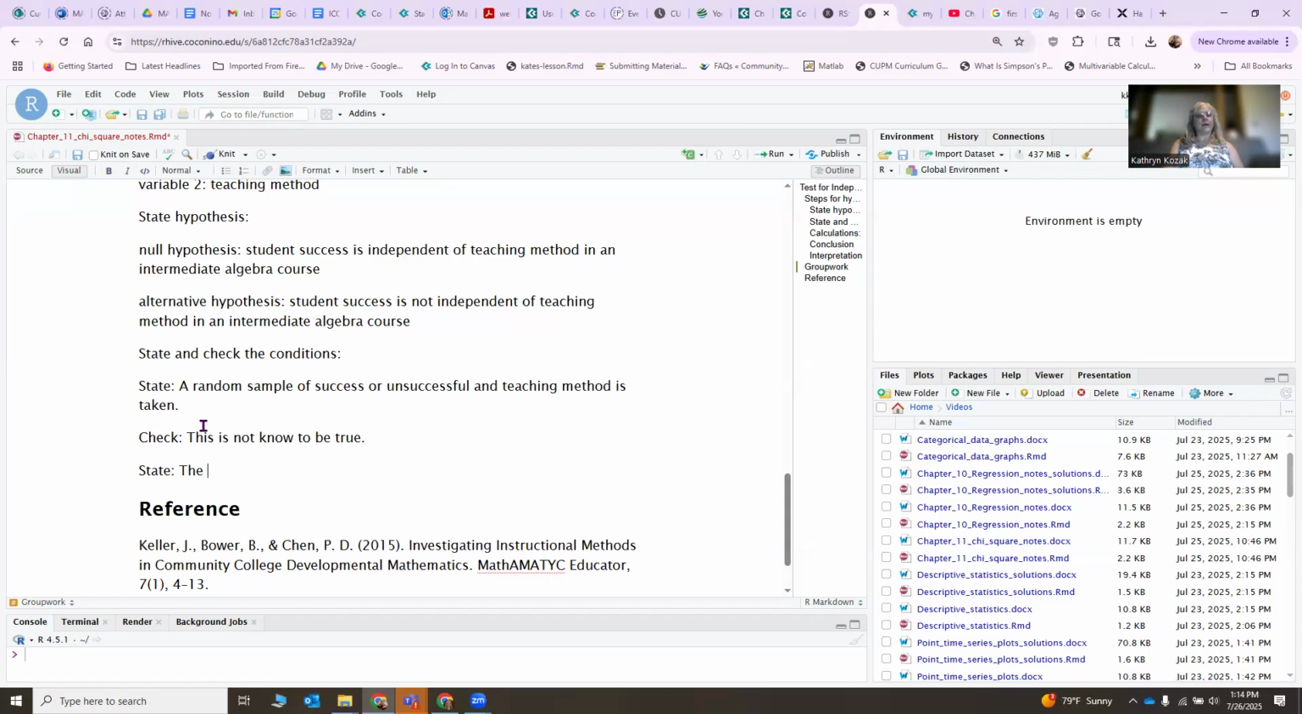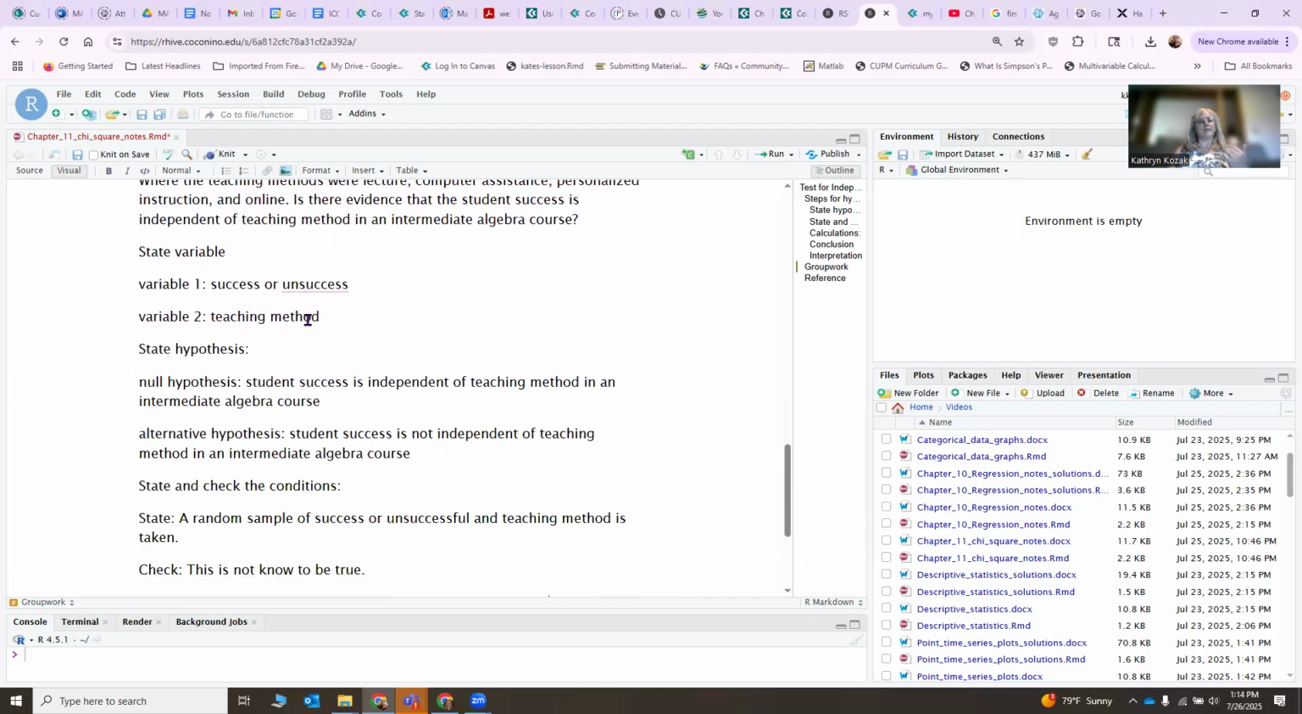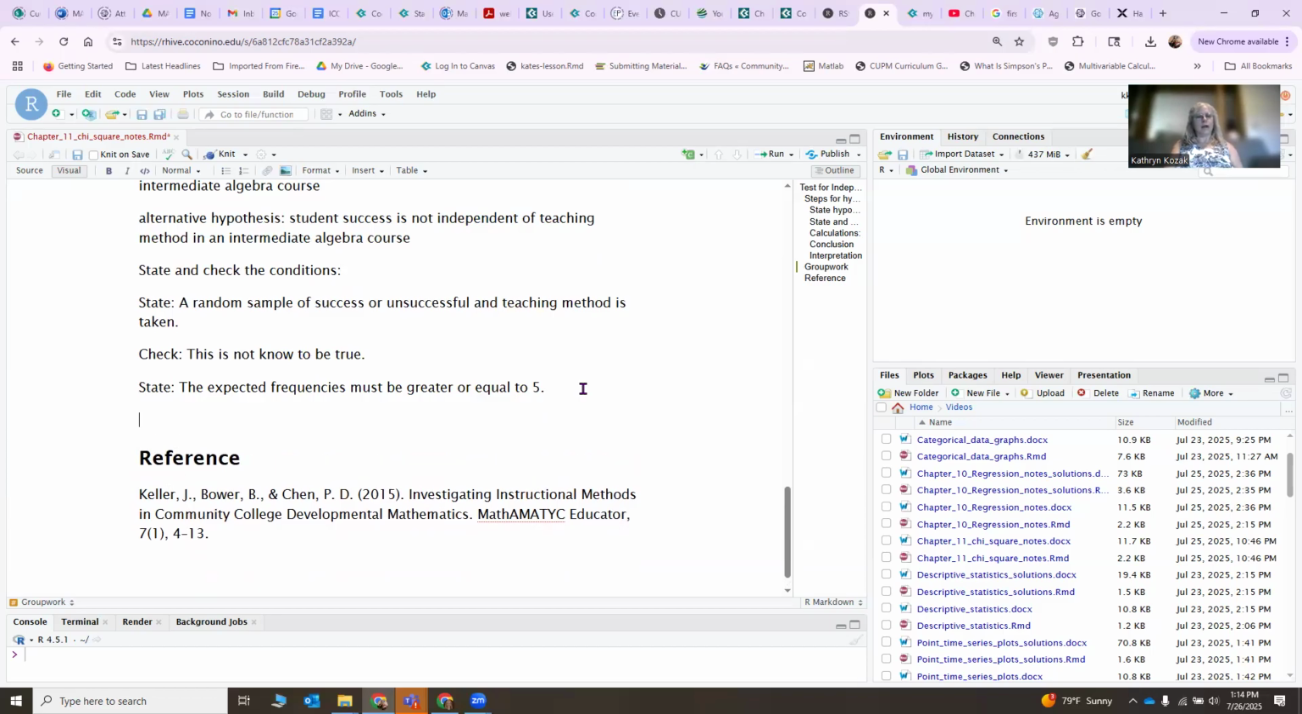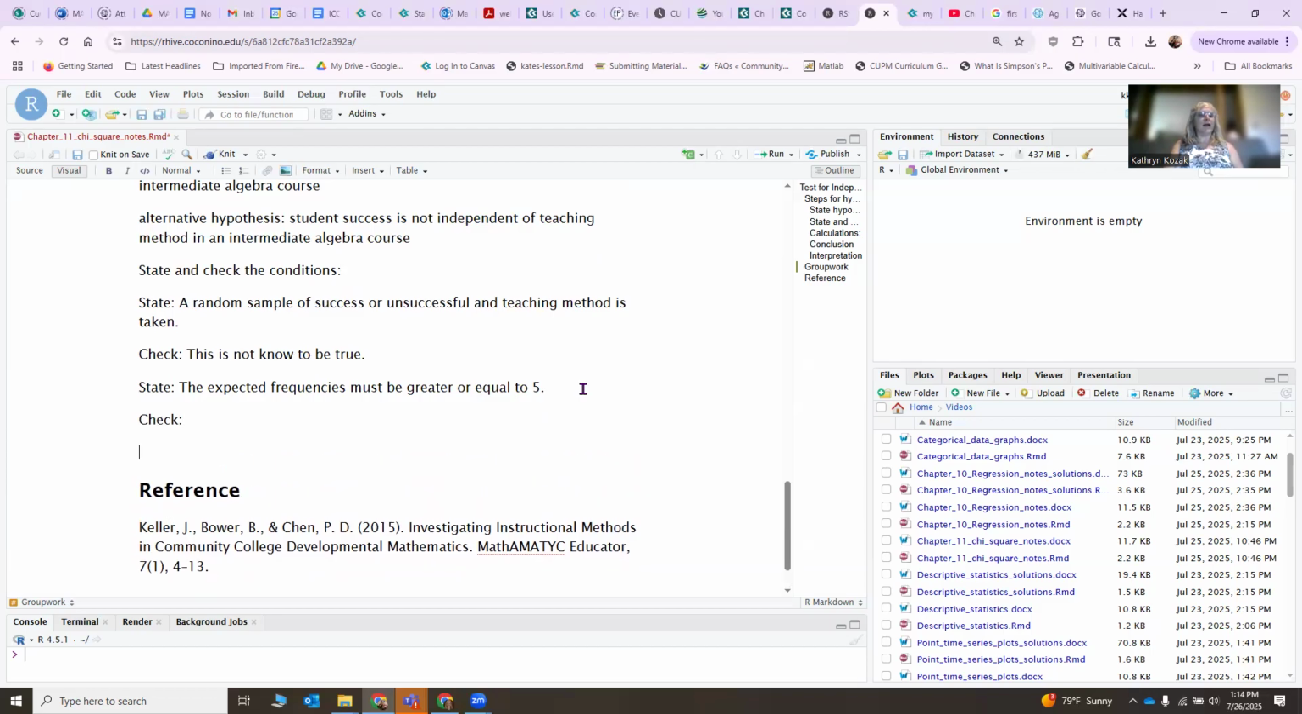So now we're going to state the expected frequencies must be greater than or equal to. And what this is basically saying is, did we have enough people in each one of the groups? So you could have a study where you've got just not enough people in each of the cells, and that's a problem. And so that is why we want to make sure of that, and otherwise it makes the test not valid. Okay. The check, we don't know that yet, so we're going to have to wait till we actually do some calculations.